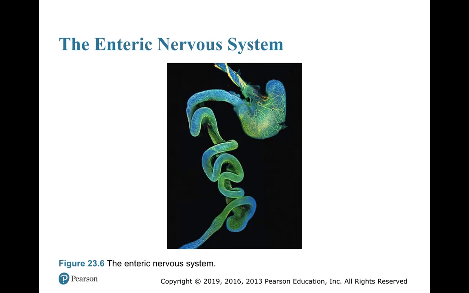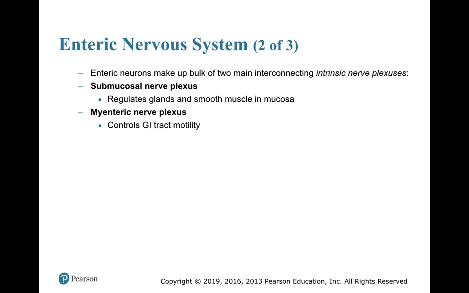And here are those neurons lit up in green to blue. They make up the bulk of two main interconnecting intrinsic nerve plexuses. They are the submucosal nerve plexus, which regulates glands and smooth muscle in the mucosa, and the myenteric nerve plexus, which controls the GI tract motility. So myo is muscle. That should give you an idea of what it's controlling.